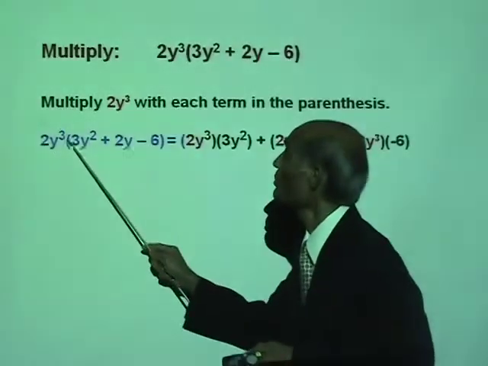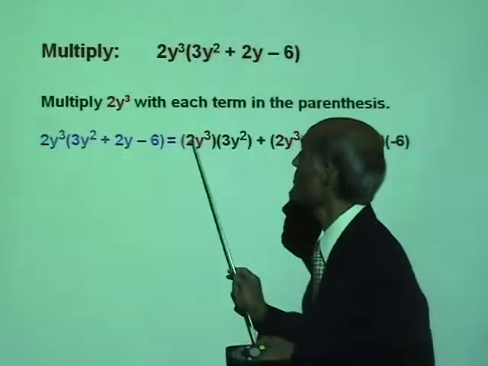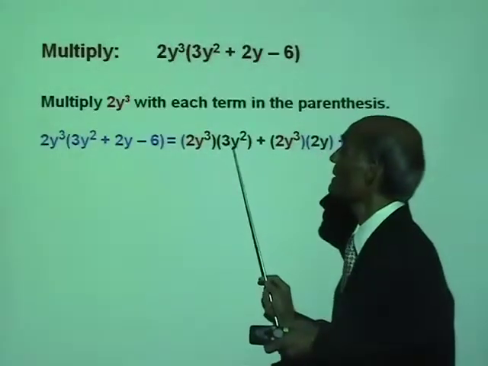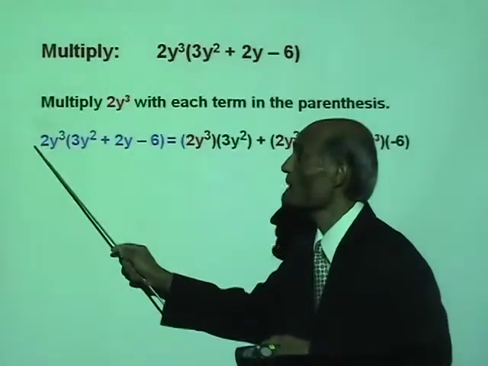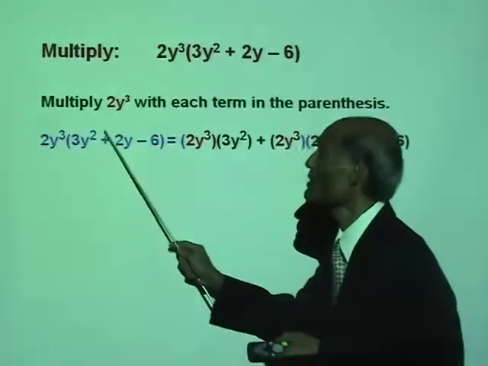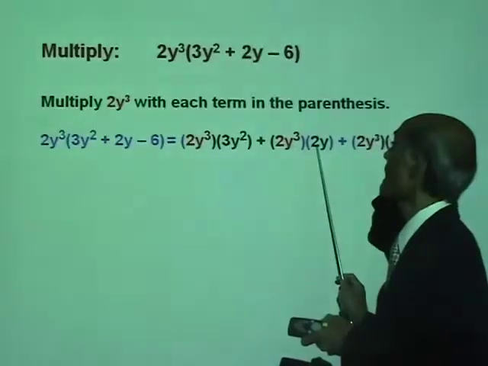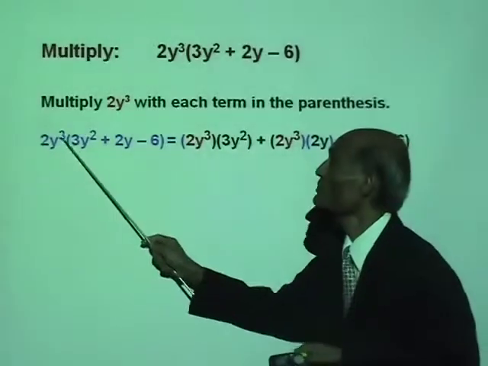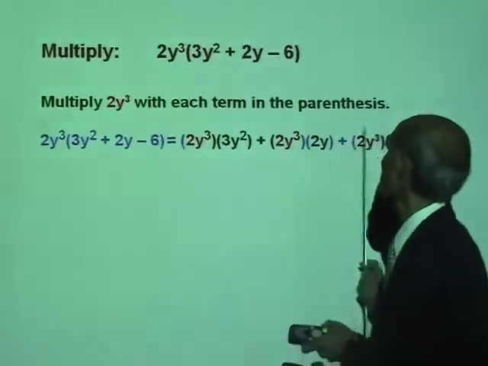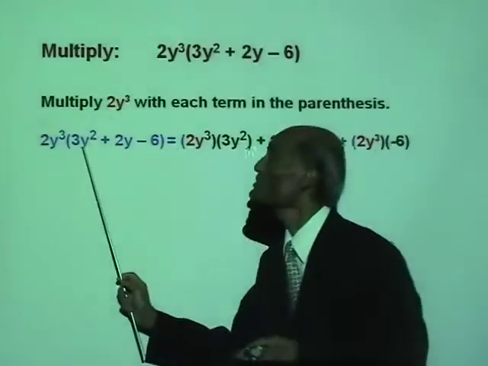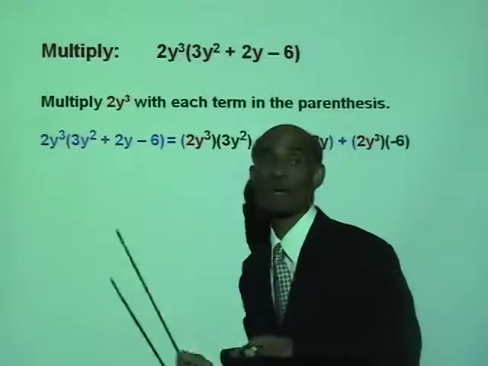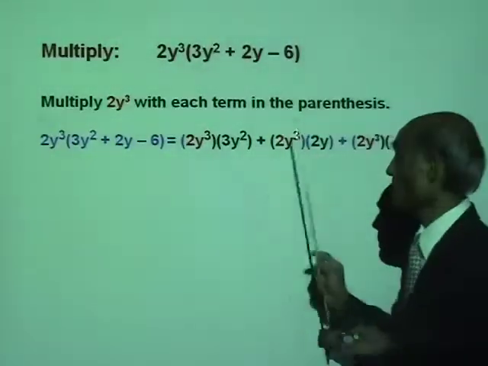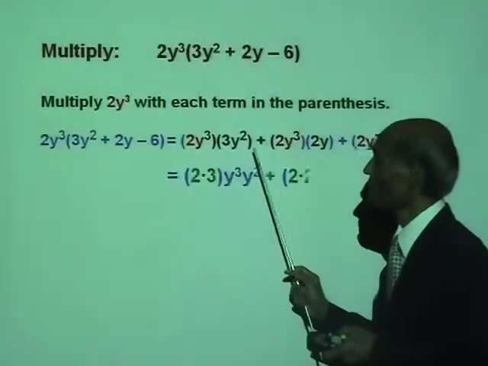It will be 2y cubed multiplied by 3y squared plus, watch here that the sign of 2y cubed is plus, 2y cubed times 2y plus 2y cubed times negative 6. Each term inside the parenthesis is multiplied by 2y cubed. Alright, let's now multiply there.